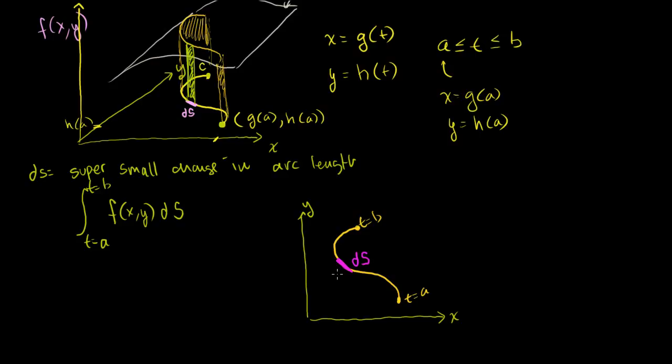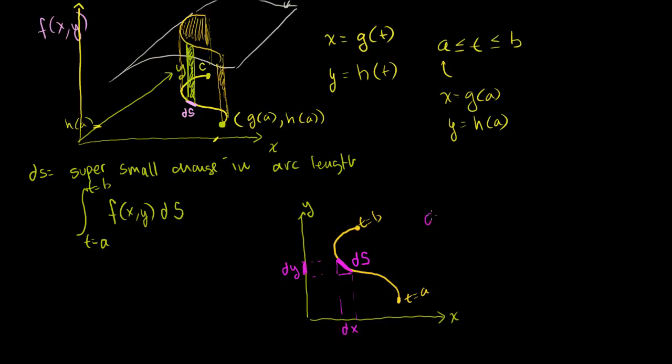Well, if we think about it, and this is all a little bit hand wavy, I'm not being mathematically rigorous, but I think it'll give you the correct intuition. You can figure out the length of ds if you know the lengths of these super small changes in x and super small changes in y. So if this distance right here is dx, an infinitesimally small change in x, and this distance right here is dy, an infinitesimally small change in y, then we can figure out ds from the Pythagorean theorem.